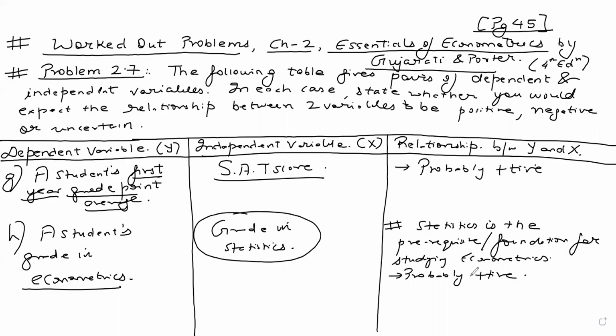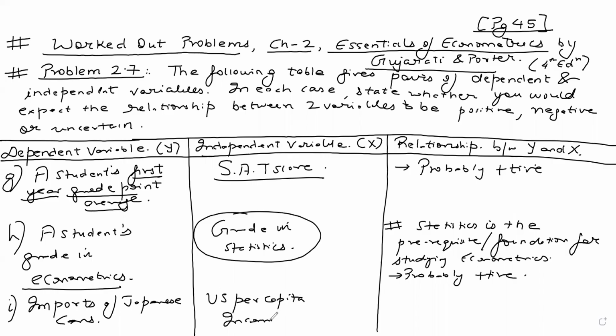Okay. And then part I, imports of Japanese cars and US per capita income. Now we have done the relationship between income and imports in our intermediate macroeconomics part 2 course. In our lectures on open economy models, we have learned how imports are positively related to your income. Okay. So I can write this sentence.